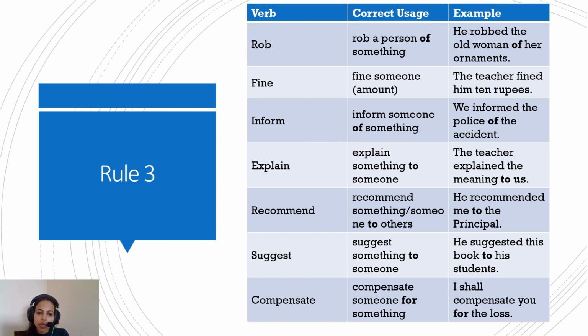Okay. Similarly, the word inform. Inform someone of something. So inform the police of the accident. Explain. Explain something to someone. You're always explaining it to someone. So the teacher explained the meaning to us. Recommend. Recommend something or someone to others. He recommended me to the principal. Suggest something to someone. So he suggested this book to his students. Similarly, compensate. To compensate someone for something. I shall compensate you for the loss.